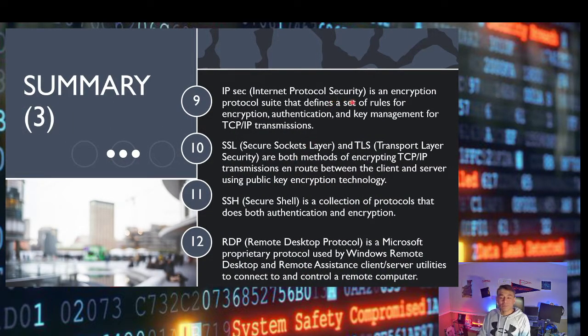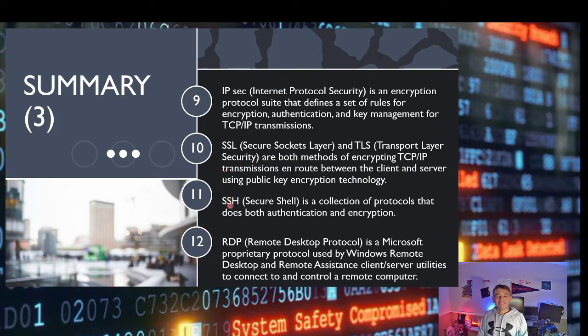IPsec, or the Internet Protocol Security, is an encryption protocol suite that defines a set of rules for encryption, authentication, and key management for TCP/IP transmissions. You will see IPsec typically used for VPN connections. SSL, or Secure Sockets Layer, and TLS, Transport Layer Security, are both methods of encrypting TCP/IP transmissions en route between the client and the server using the public key encryption technology. Very important for you to remember.